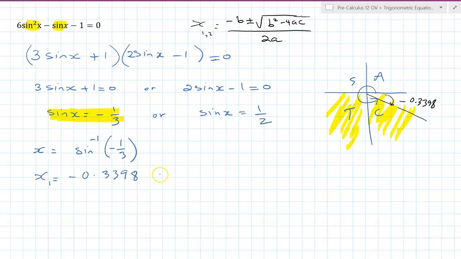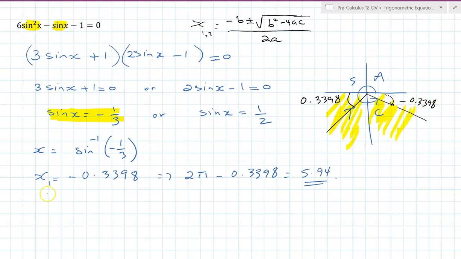But what we want is the standard position angle, which is that one. So that would be 2π minus 0.3398, and that will give you 5.94. Remember, 2π minus that will give you the standard position angle, 5.94. So that's in quadrant 4. Remember, we need to find another one in quadrant 3, but it will have the same reference angle of 0.3398. The reference angle to -0.3398 is the positive of itself, 0.3398.